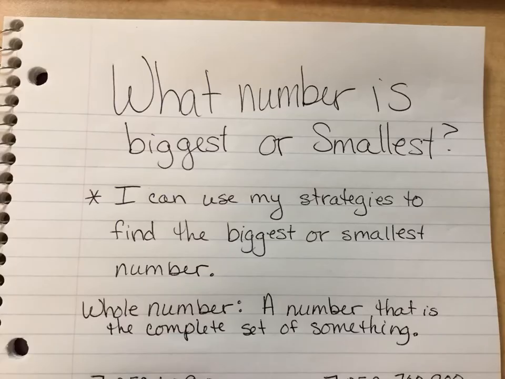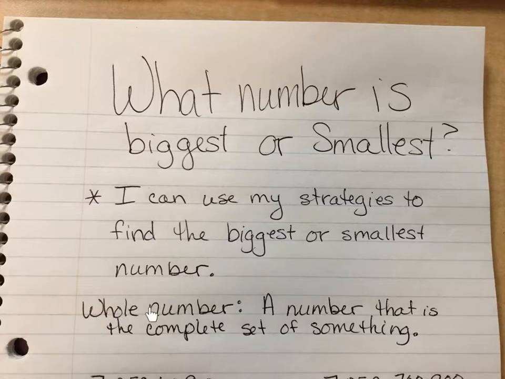Make sure you turn to the next fresh and clean page. The holes are going to be on the left-hand side. Do not go on the back side of any of the notes that you took yesterday. You're going to start a new page with holes on the left-hand side. And we're going to write at the top what number is biggest or smallest. Our I can statement for this is I can use my strategies to find the biggest or smallest number.